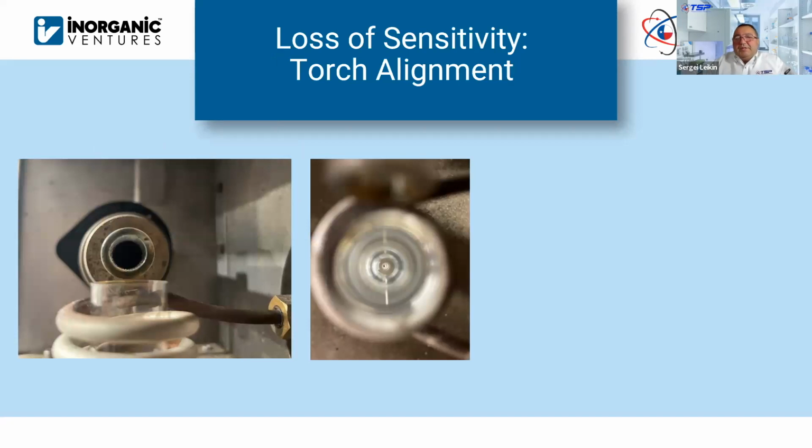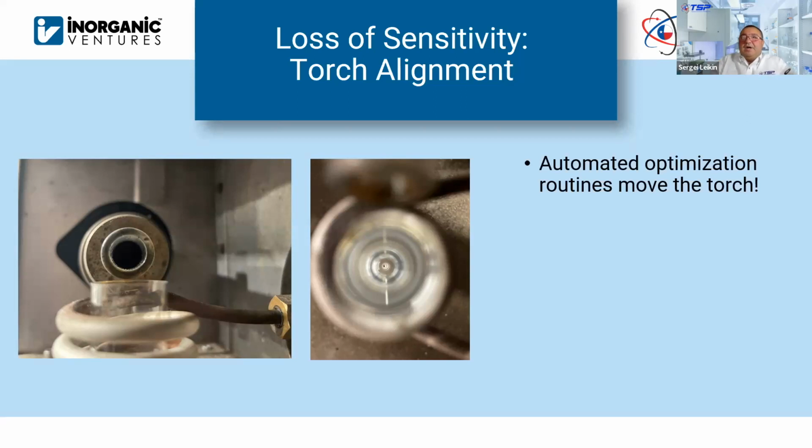So, torch alignment. It's a good idea not to just rely upon the routine that any ICP manufacturer has on their instrument, but to physically check to make sure the torch is right in the center of the coil. The reason for that is it may be beyond your control. Sometimes the power goes off, and when you turn the instrument back on, the stepper motor moves your torch box, and it may end up in the same spot, but it may not. So it's a good idea to always physically check.